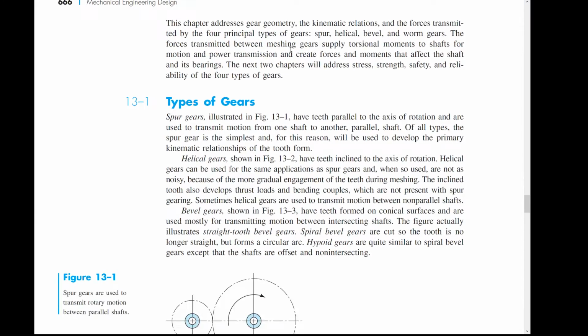Helical gears, shown in figure 13-2, have teeth inclined to the axis of rotation. Helical gears can be used for the same applications as spur gears and, when so used, are not as noisy because of the more gradual engagement of the teeth during meshing. The inclined tooth also helps thrust loads and bending couples, which are not present with spur gearing. Sometimes helical gears are used to transmit motion between non-parallel shafts.